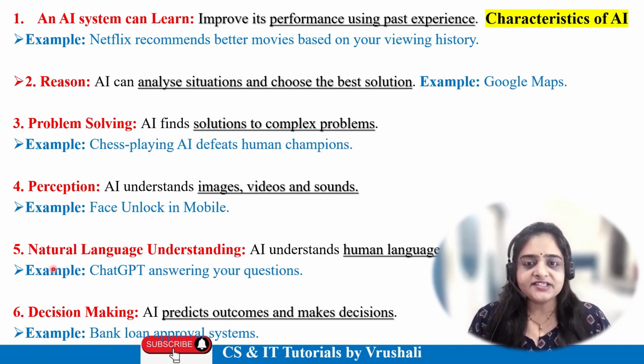Again, AI system can understand human language, which is called natural language understanding. For example, ChatGPT. ChatGPT gives you an answer in Marathi, English, Hindi, or other languages. Also, they understand the user's language perfectly. And last one, most important, decision making. AI predicts the outcome and makes decisions accordingly. So, these all are the main functionalities of AI.